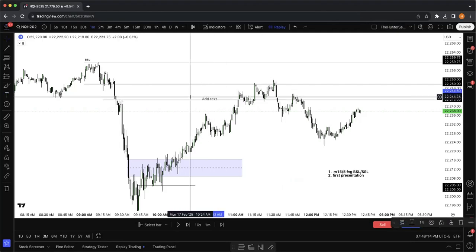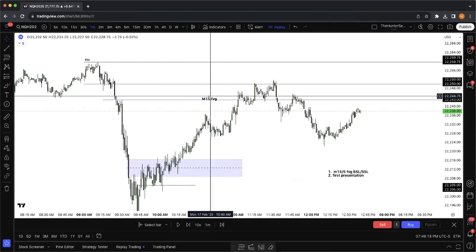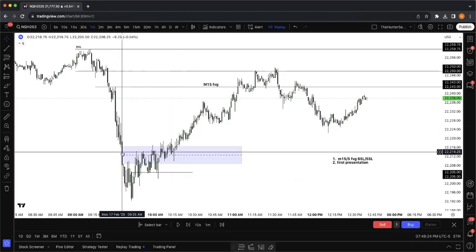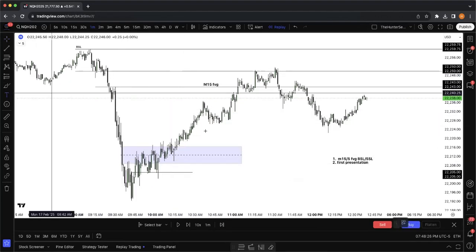So I will label this as minute 15 fair value gap. And I would also have the time of this gap, so 9:35.